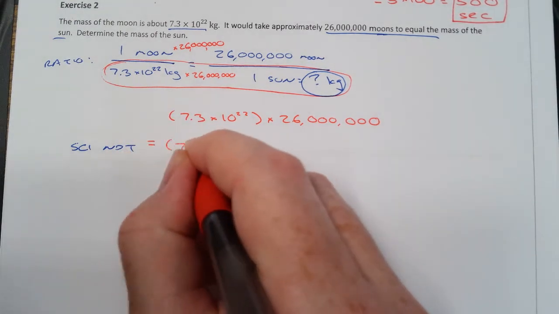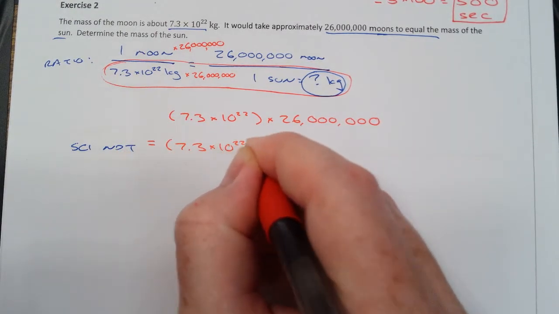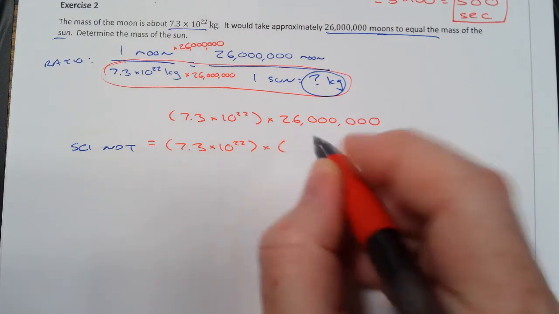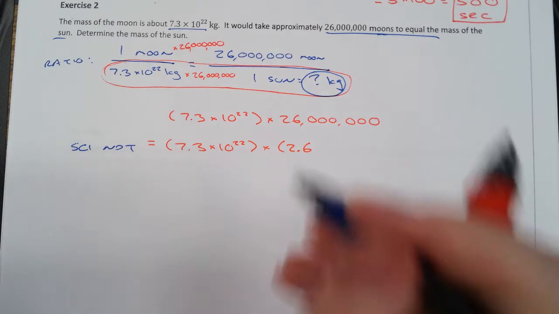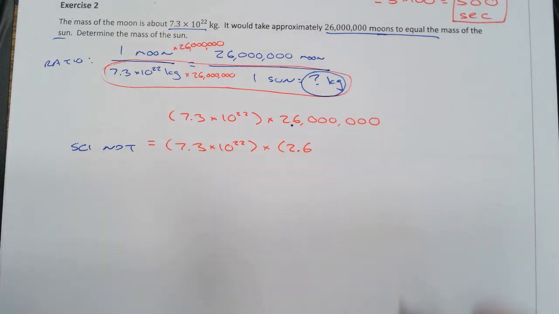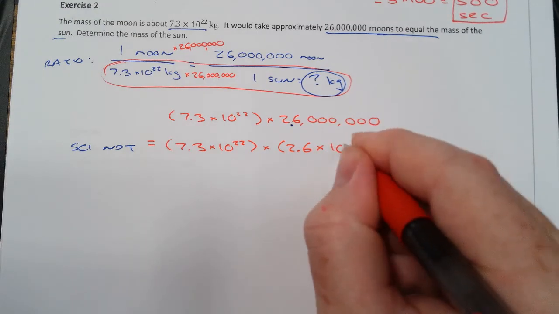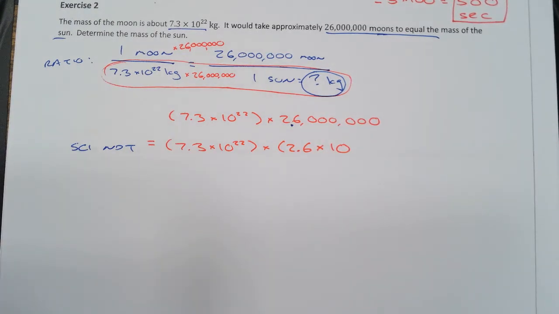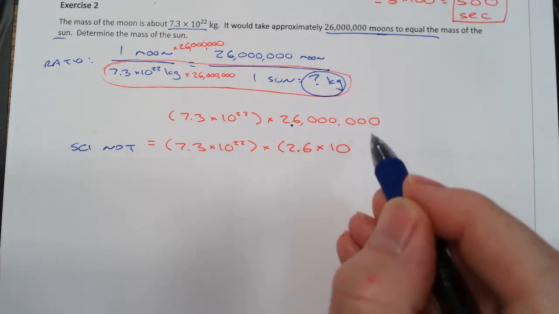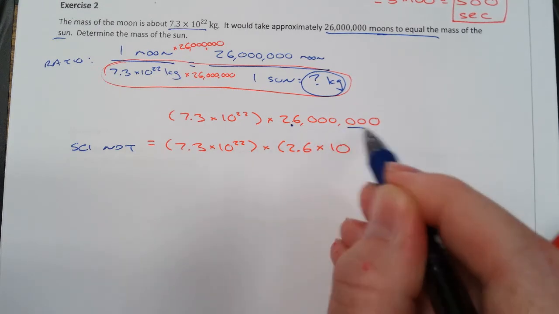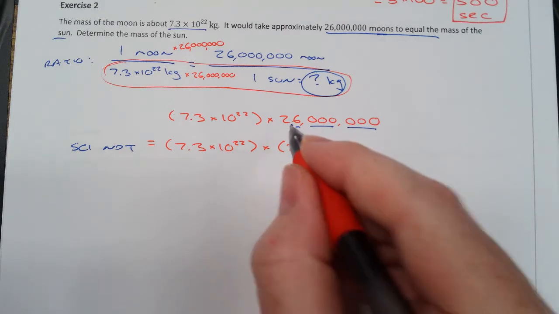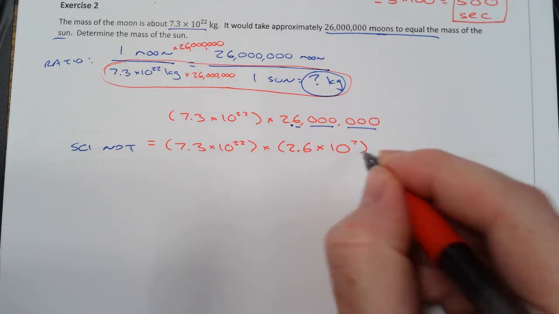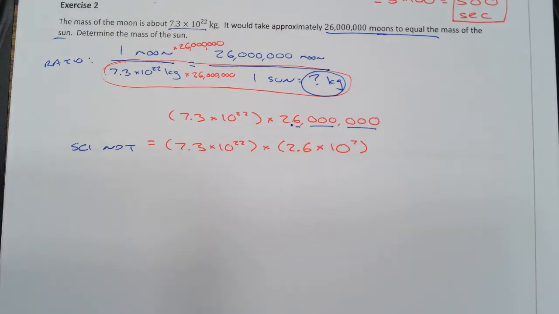Let's do 7.3 times 10 to the 22nd times, remember this has to be following rule 1, 2.6. So the decimal is going to go here. Times for rule number 2. Base 10 for rule number 3. And how many place values do we have? Well, there's 1, 2, 3, 4, 5, 6, 7 place values now after I move the decimal. So there's 7 place values the decimal moved.